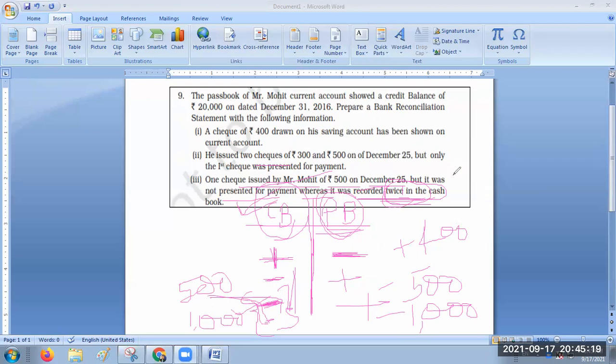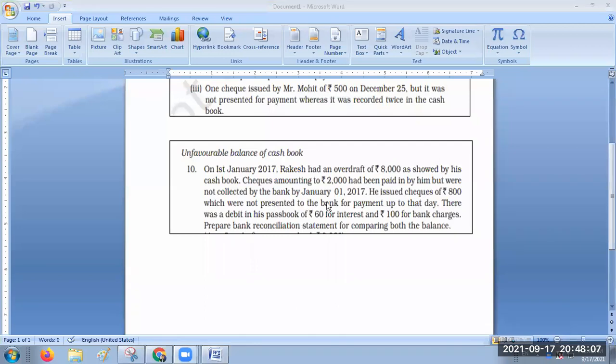Now you do it. Now you tell me the answer whether... this is the 10th problem.